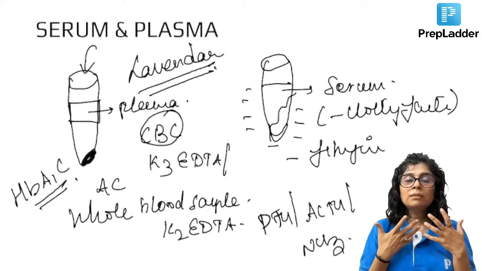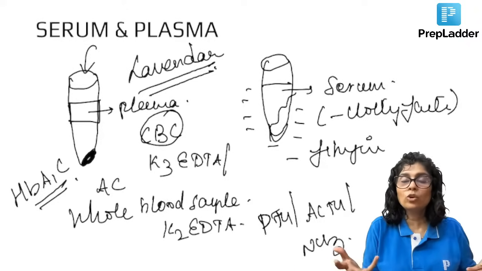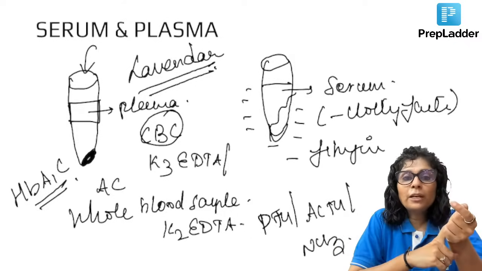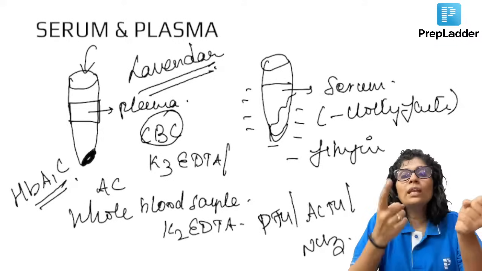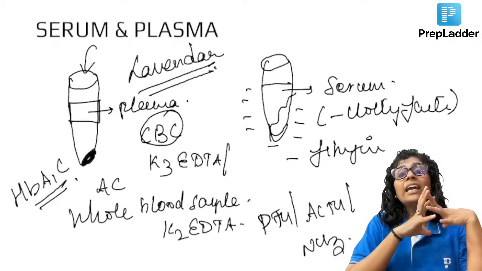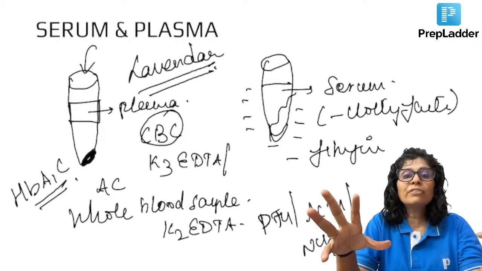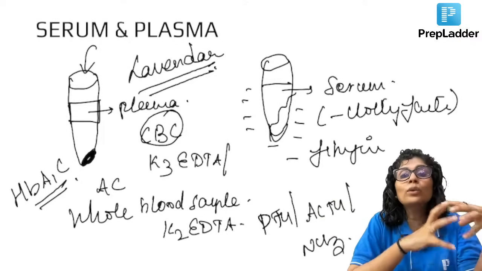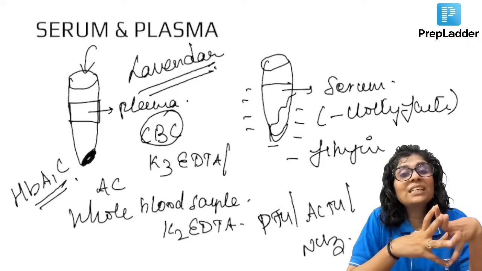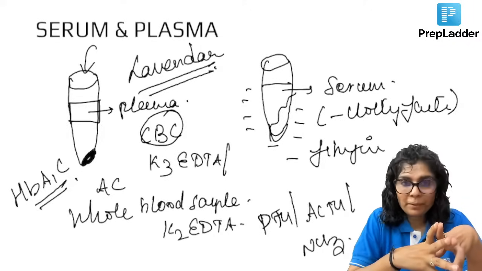I cannot estimate liver function test, right? I cannot do liver function test. AST, ALT levels will be low. Amylase level will be low. Lipase level will be low. Creatine kinase level will be low. I don't want any of these interferences by these anticoagulants. That is why I decided to use in my biochemistry lab a serum sample.